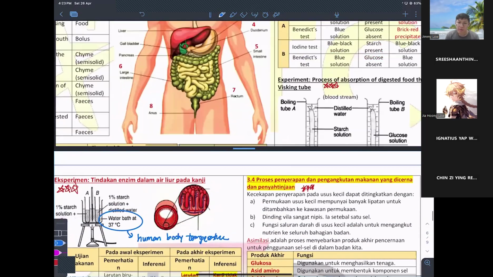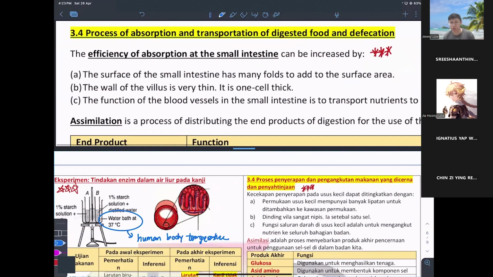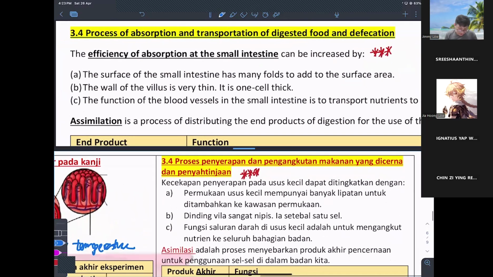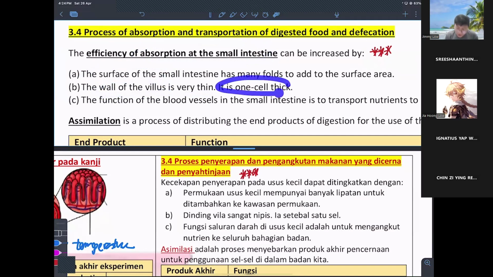Okay, the next one is here. This one is worth 3 stars, even though it is not highlighted in your short notes. It is mainly telling you how our small intestine is able to absorb the food or nutrition efficiently. You have to know a few reasons. The big surface area absorbs more nutrition. The wall of the villus is very thin, one cell thick, so the nutrition is able to pass through the villus and enter the bloodstream.